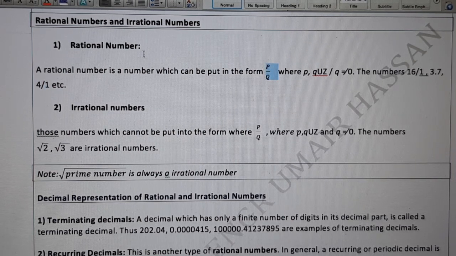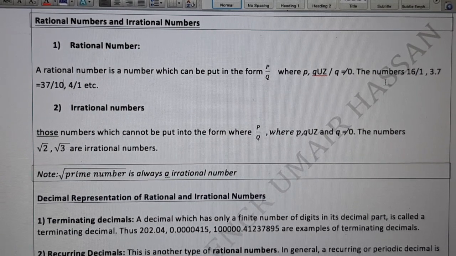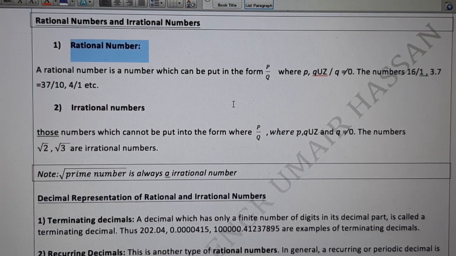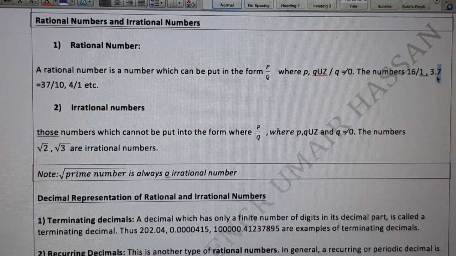Numbers in fractions are rational numbers, like 3.7. Now 3.7 can be written as 37 by 10. So 37 by 10 is a fraction, that is a rational number. Now I am coming towards decimal numbers. Suppose we have one digit after the decimal point in 3.7. When you have a limited, finite number of digits after the decimal, that is also a rational number.